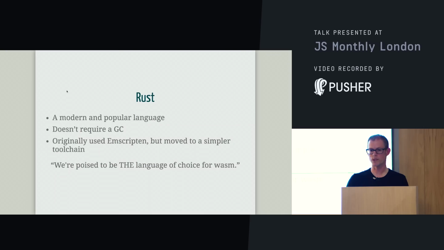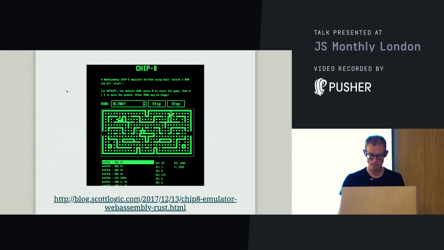So within Rust, what they did was they used the Emscripten toolchain and are actually investing time in creating some better toolchains. And I found this quote actually from someone within the Rust community who says, "We're poised to be the language of choice for WebAssembly." And the reason for that is it's a much loved language, and because it doesn't need a garbage collector, it's actually in a great position for being compiled to WebAssembly right now.